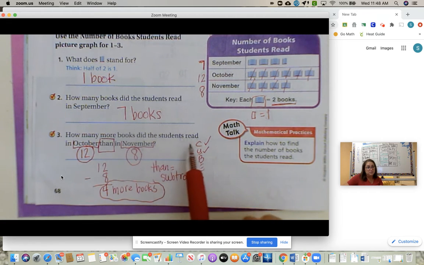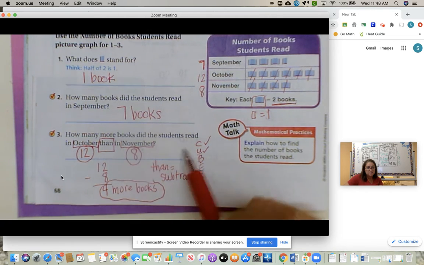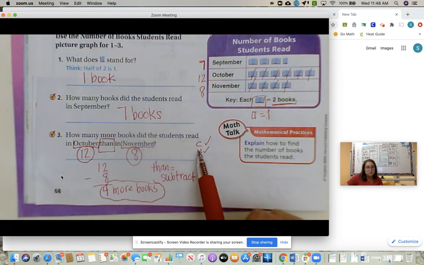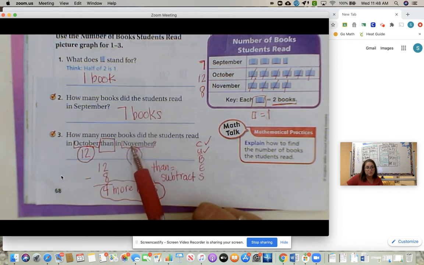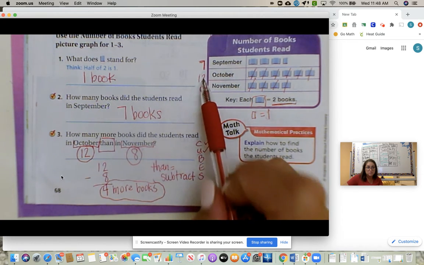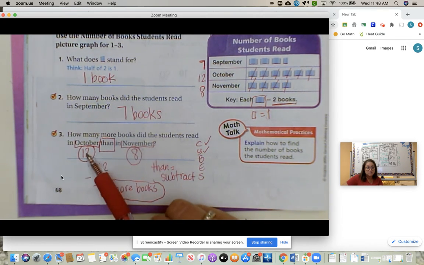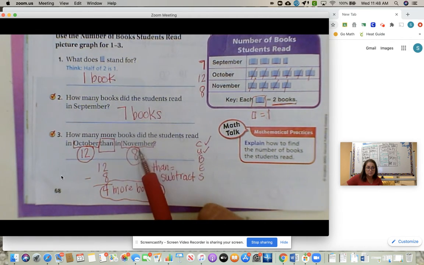We have a bigger question. We need to use our cubes. How many more books did the students read in October than in November? The whole thing is our question. Okay, so we don't have to worry about that. We need to circle our key numbers. We are looking for October and November. So how many books were read in October? 12. So you write it and circle it. What about November? 8. So you write it and circle it.